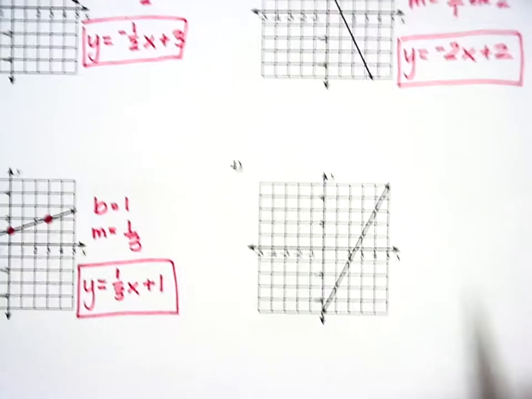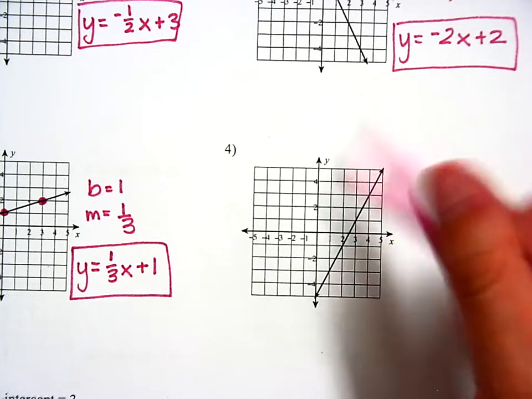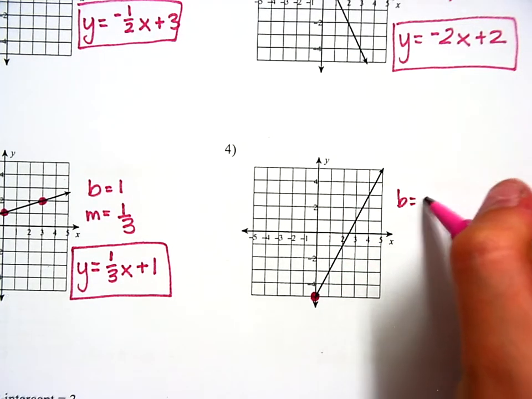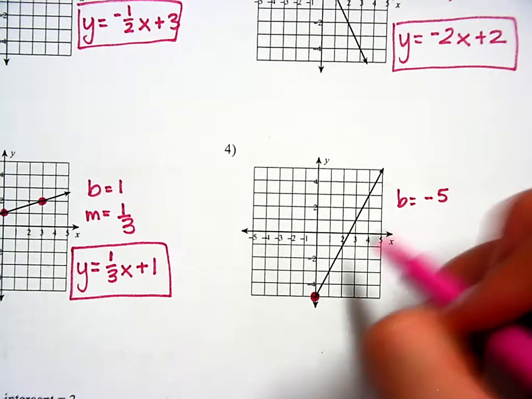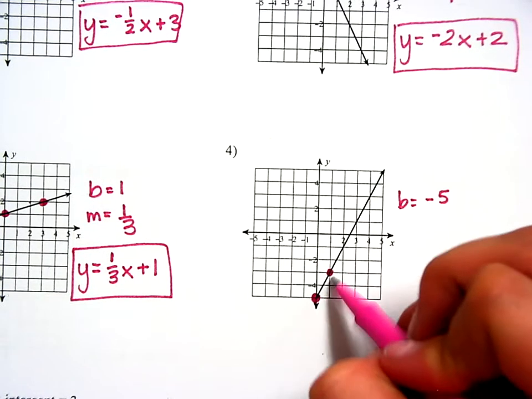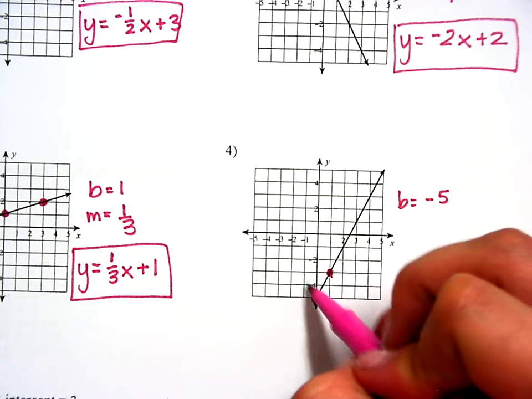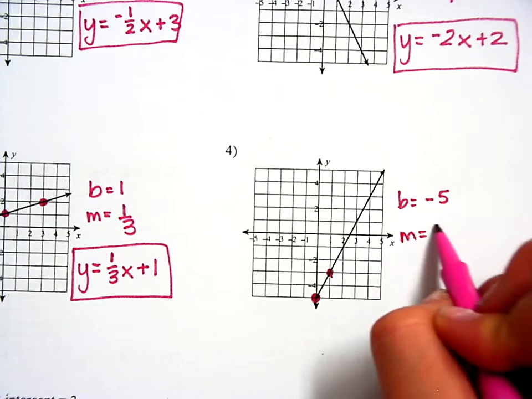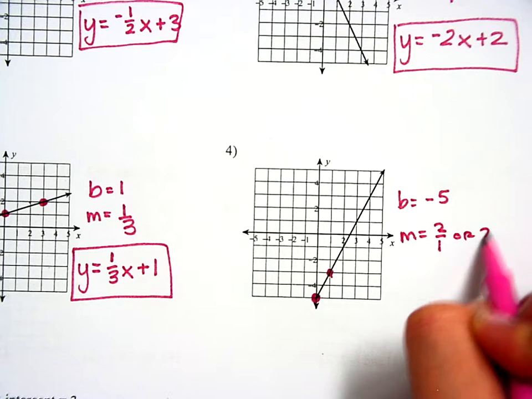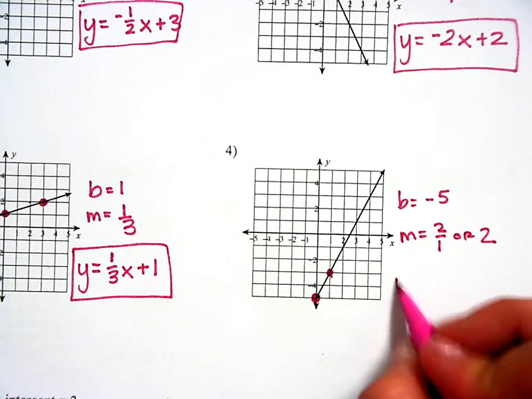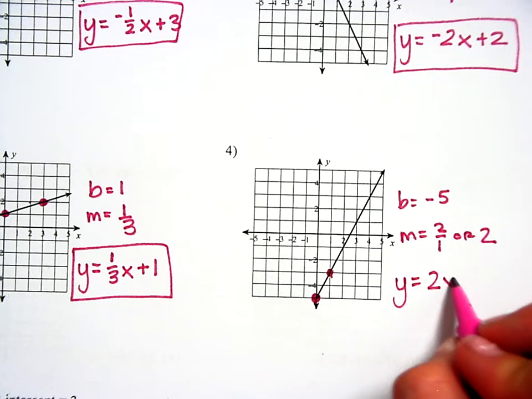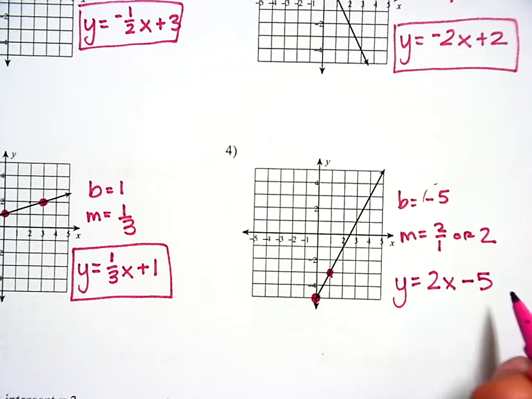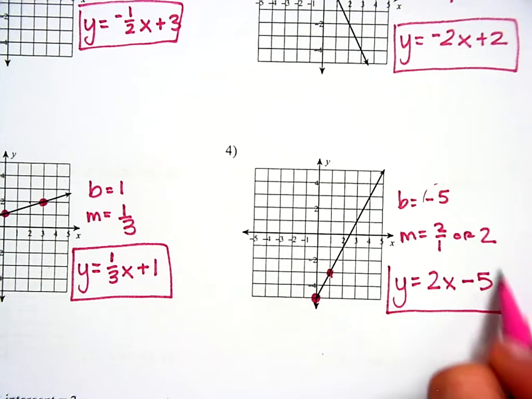Okay, and last graph. So again, find y-intercept. It's all the way down here at negative 5. So my b value is negative 5. My slope, well, moving from this point to this point, I count up 1, 2, and over 1. This slope is positive, so my slope is 2 over 1, or just 2. Okay, so let's write our equation. Y equals 2x, and then since my y-intercept is negative, I should write subtract 5, just like that.